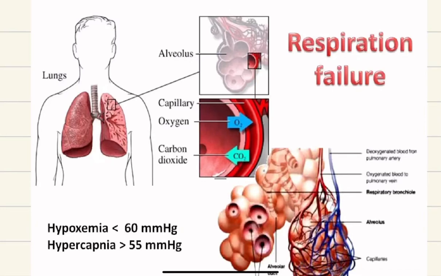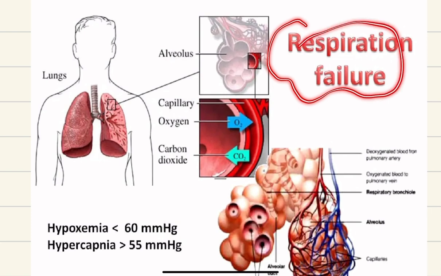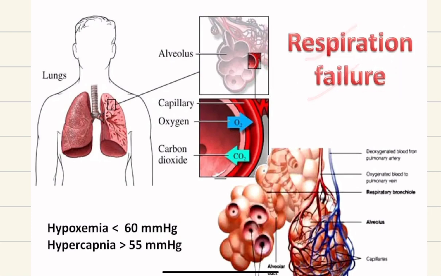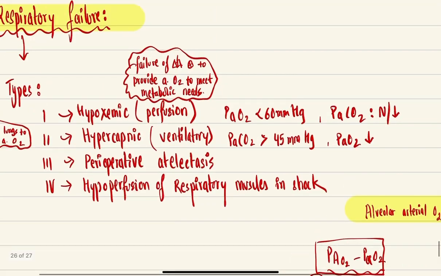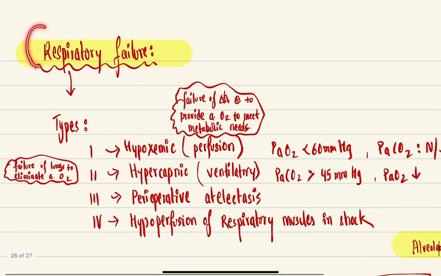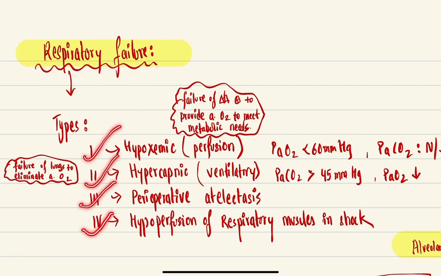Hello guys, in this video we are going to discuss respiratory failures, the various types of respiratory failure and its management. So let's begin with types of respiratory failures. We have type 1, type 2, type 3 and type 4. Type 1 is also known as hypoxic, in which there is a failure of lungs and heart to provide adequate oxygen to meet metabolic needs.